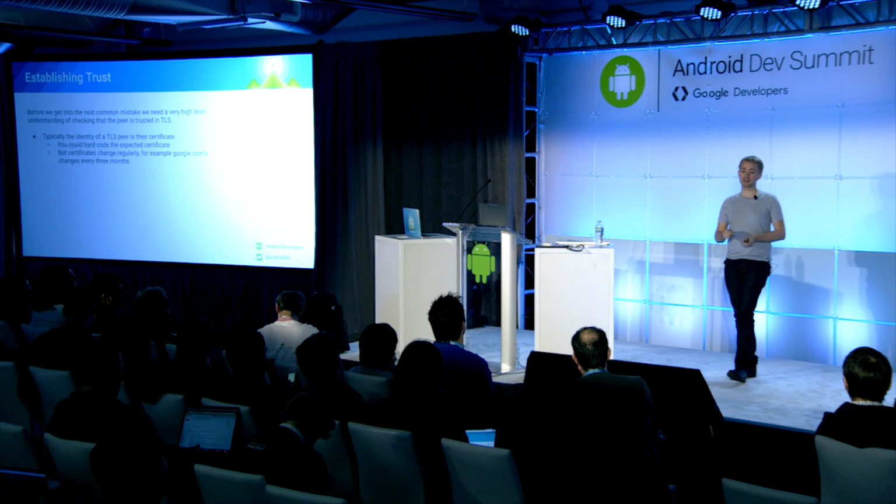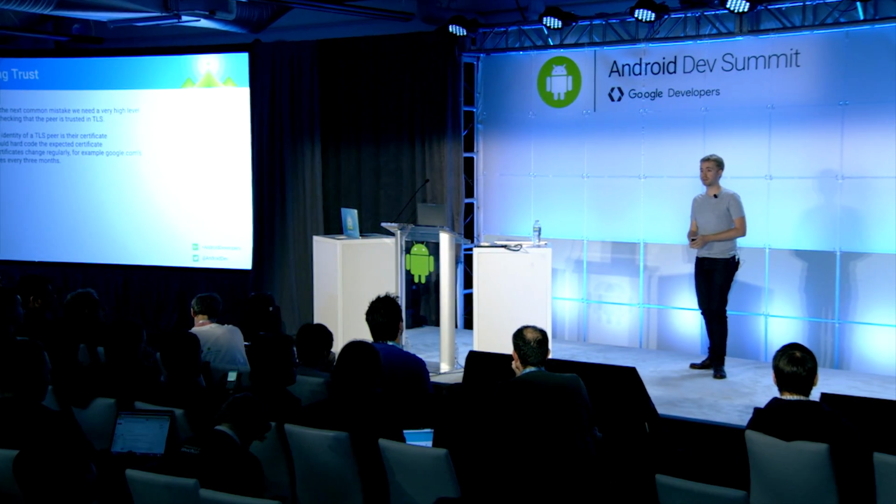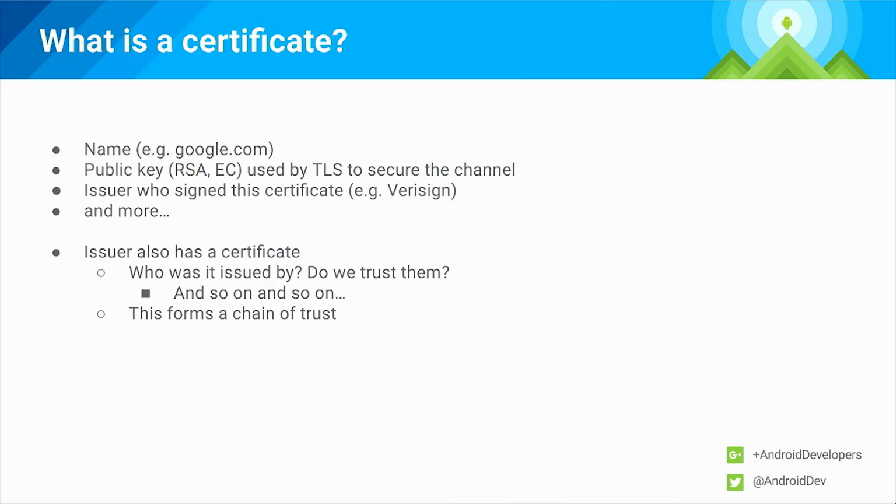So you can't just say in your application, I expect the certificate to be this, because in 3 months, it's going to be completely different. And generally, that doesn't scale. Like, what if you're an application like an RSS feed reader and you just connect out to the internet? You obviously can't hard code the certificate of every web page on the internet in your application. I hope. Don't try.